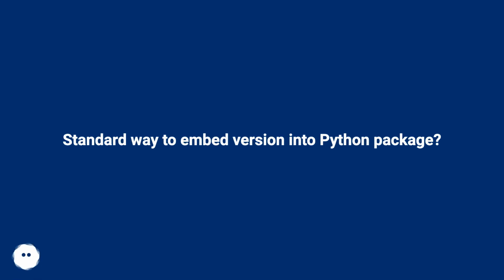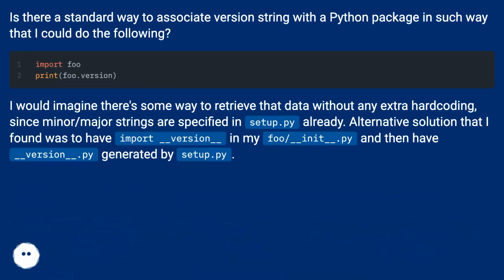Standard way to embed version into Python package. Is there a standard way to associate version string with a Python package in such way that I could do the following? I would imagine there's some way to retrieve that data without any extra hardcoding, since minor/major strings are specified in setup.py already. Alternative solution that I found was to have import from my foo/py, and then have py generated by setup.py.